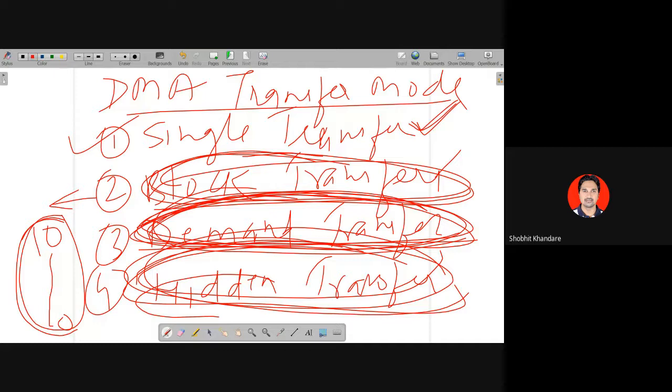Is it fine now? Yes, sir. So actually in single transfer and block transfer, the concept is more clear. Demand transfer depends upon the counter, and hidden transfer, it is in absence or it is hidden from the CPU. I hope this is clear now.